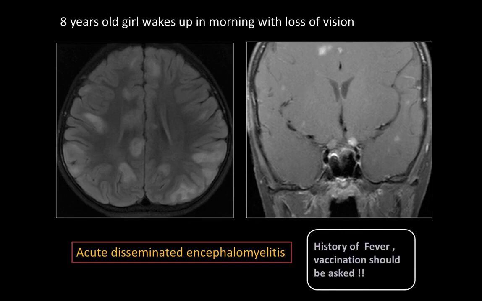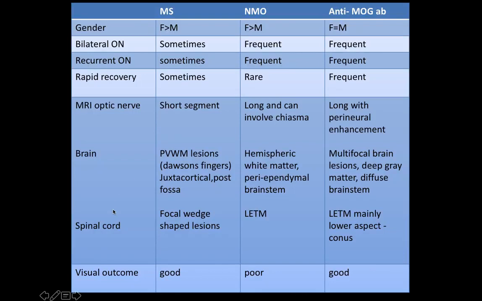The patient had history of fever and vaccination few days back. Hence, this history is extremely important. So, how do we differentiate optic neuritis in multiple sclerosis, NMO, and anti-MOG antibody? So, female preponderance is present in multiple sclerosis and NMO. Remember, in NMO and anti-MOG antibodies, optic neuritis is almost similar with few differences which I'll mention.